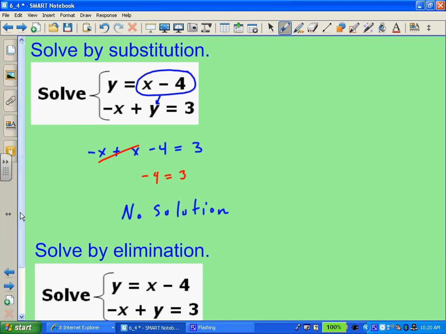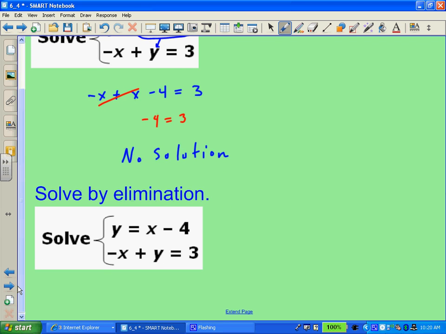Now finally, let's say that we had the same system and we wanted to solve it by elimination. Well, first of all, we'd have to make sure that our x's and y's are lined up. So I'm going to move this x back over here to the other side, so I would have -x plus y equals 4. And then down below here, I would have -x plus y equals 3.